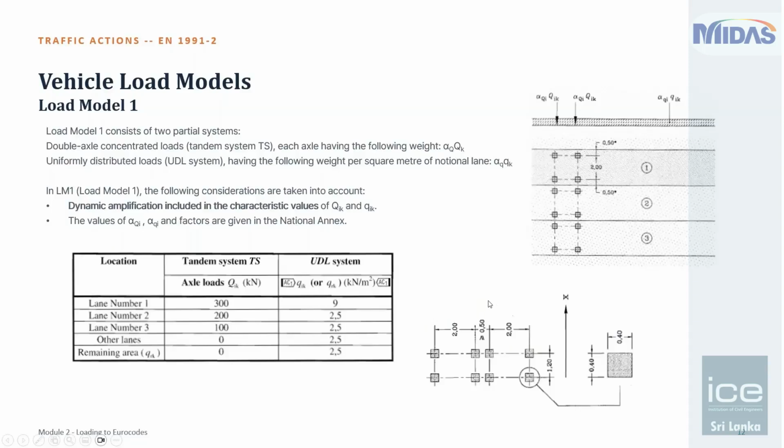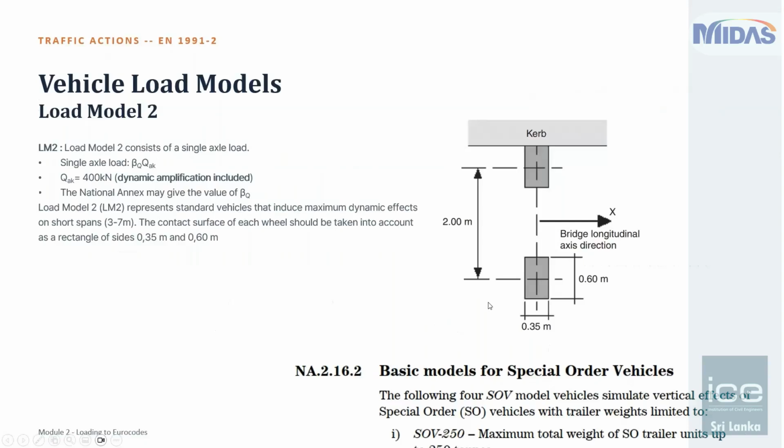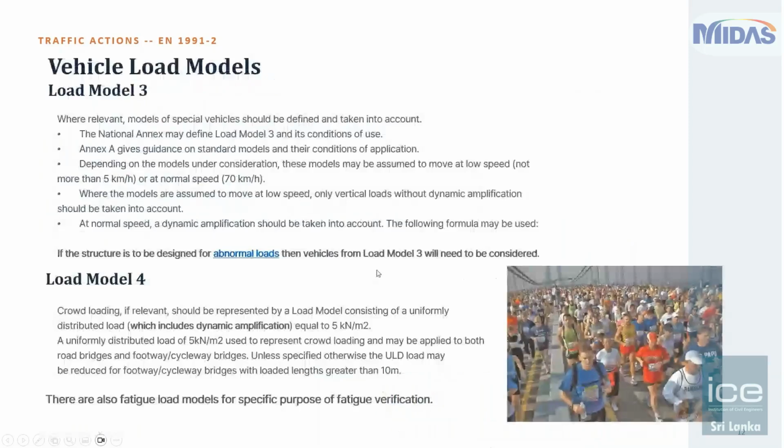That has to do something with the load dispersion angle. We'll come to that in later slides. Just wanted to mention that. Okay, then we have load model 3. For box culverts, generally load model 3 will not be required.